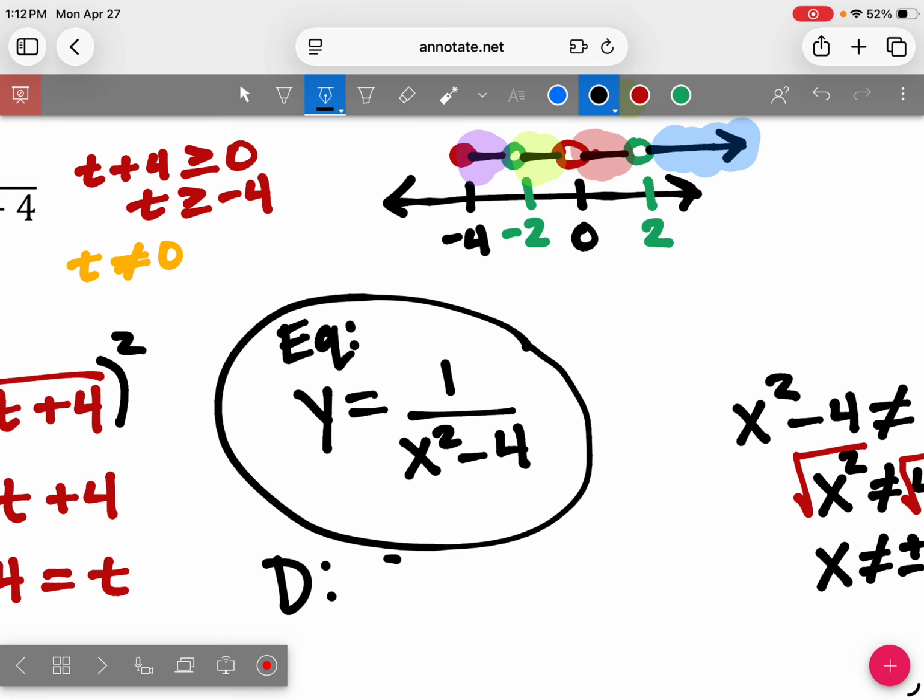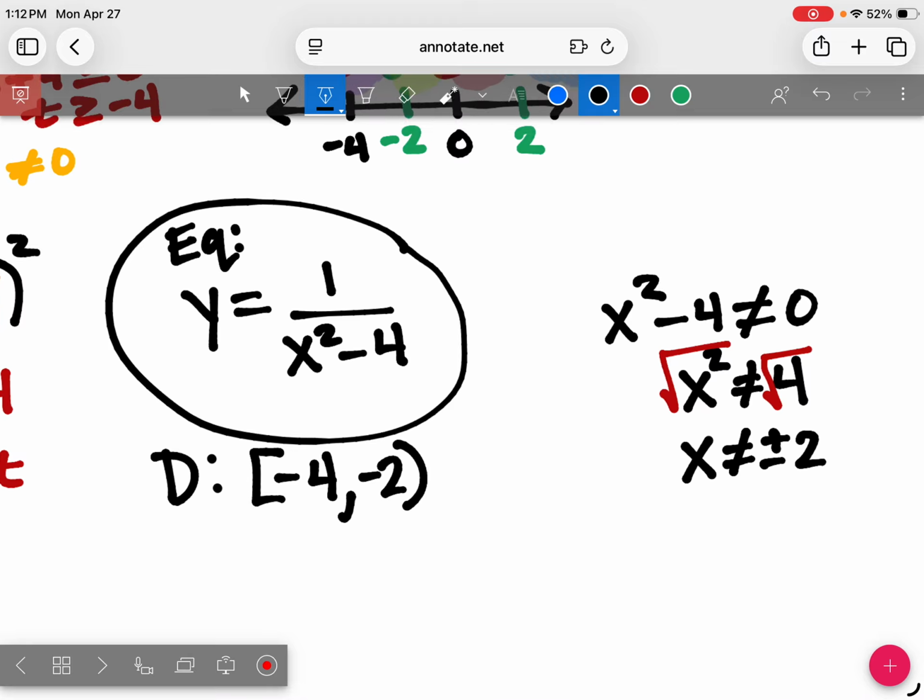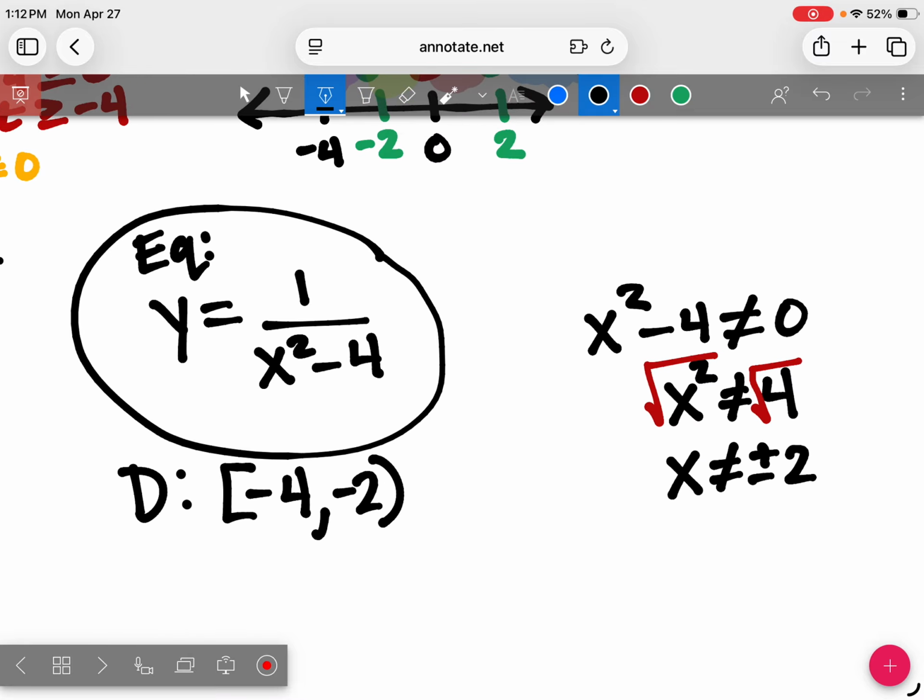So my domain, I'm starting off with a bracket on the -4. Everything else is parentheses. So bracket on the -4 to -2, parentheses. That's the first piece. And then I have union -2 to 0. That's my second piece.